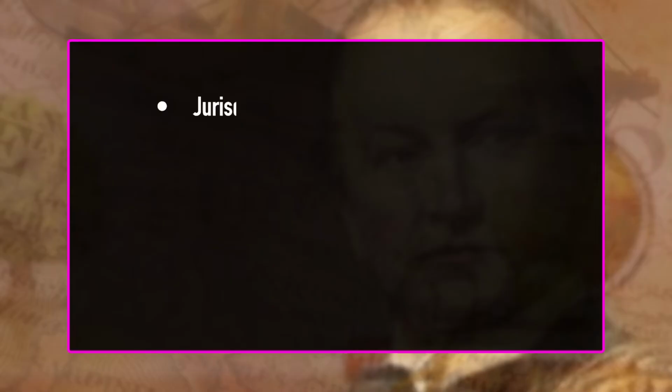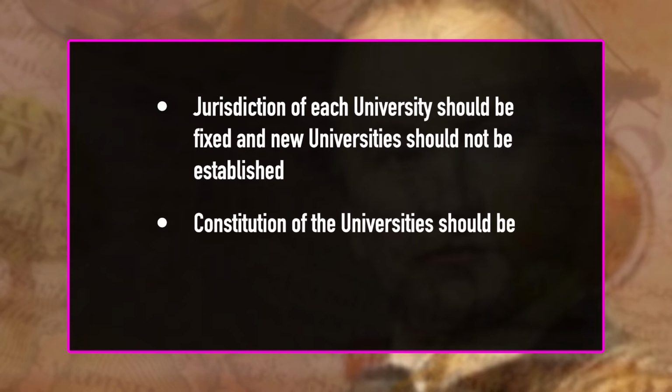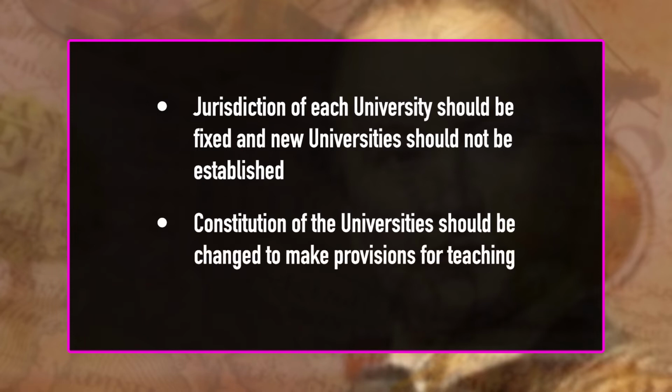The Commission submitted its report in June of the same year, that's 1902, stressing the need for reorganization of the universities. It rejected the idea of setting up new universities. Its main recommendations are: the jurisdiction of each university should be fixed and new universities should not be established. The constitution of the universities should be changed to make provisions for teaching in the universities.